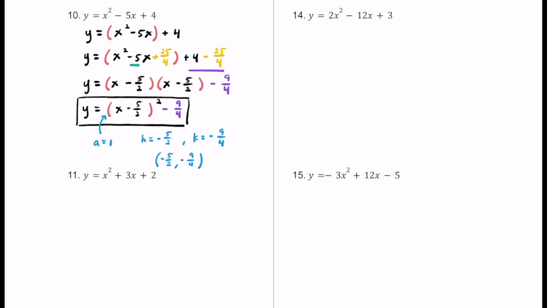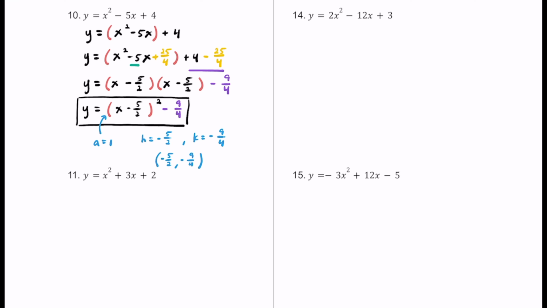From this vertex form, we can see that there was no vertical stretch or compression, that we had a horizontal shift of 5/2 units to the right, or also 2.5 units to the right, and a vertical translation down 9/4 units, or negative 2.25 units, or 2.25 units down.